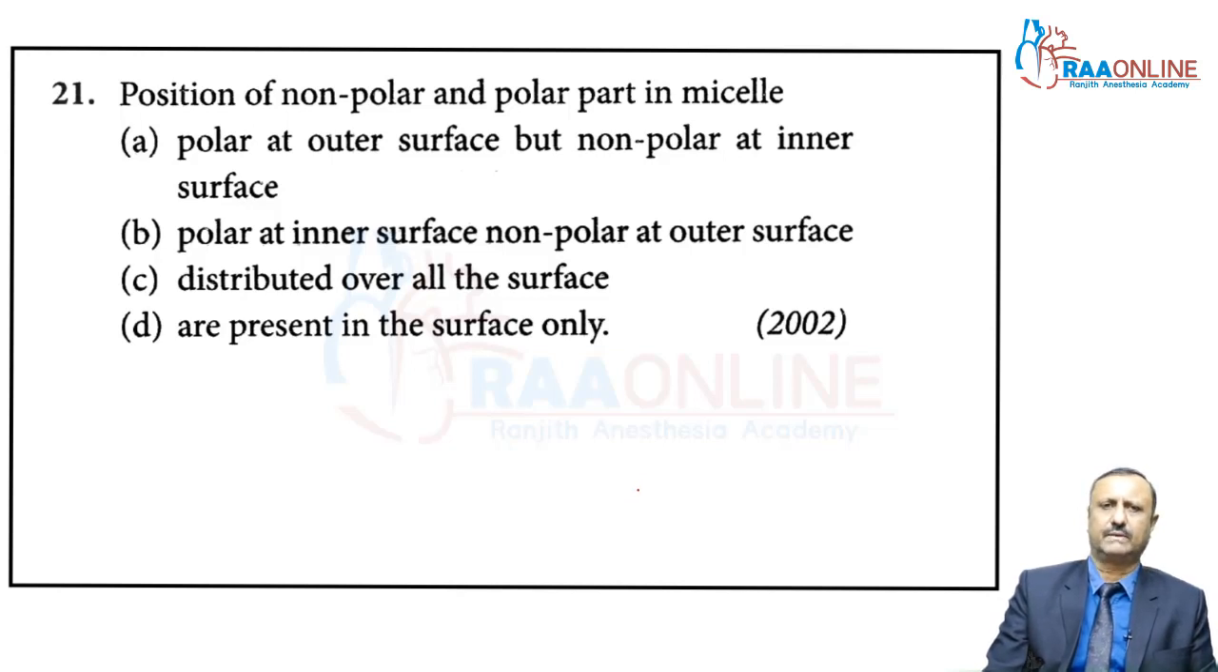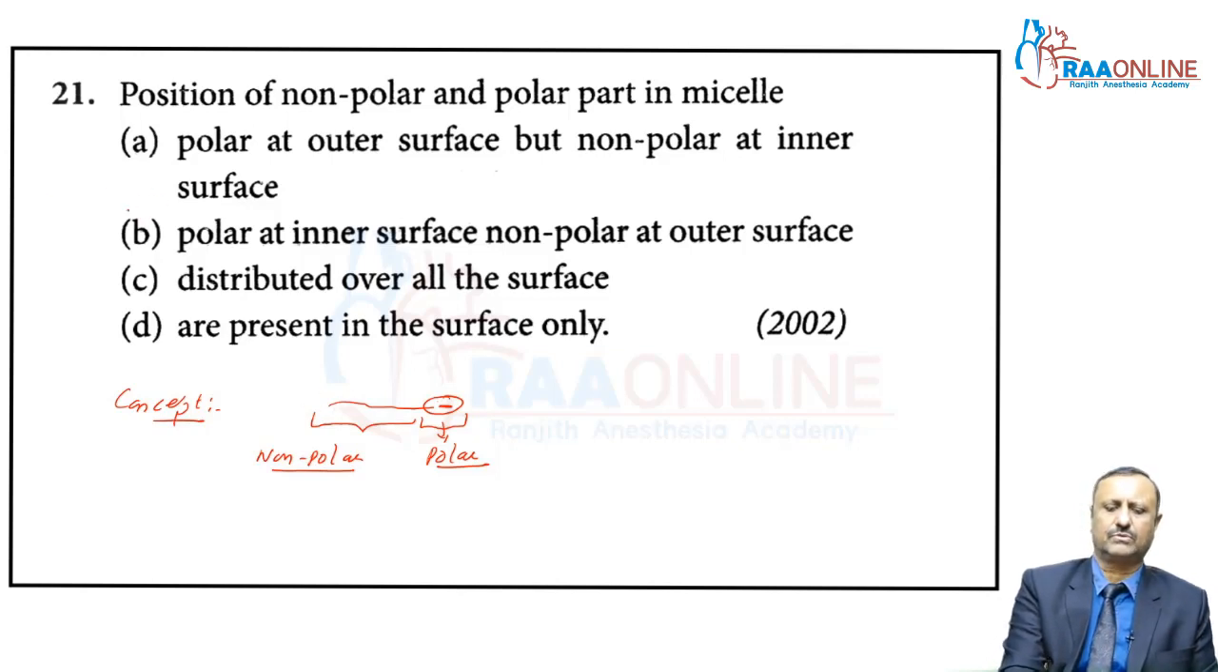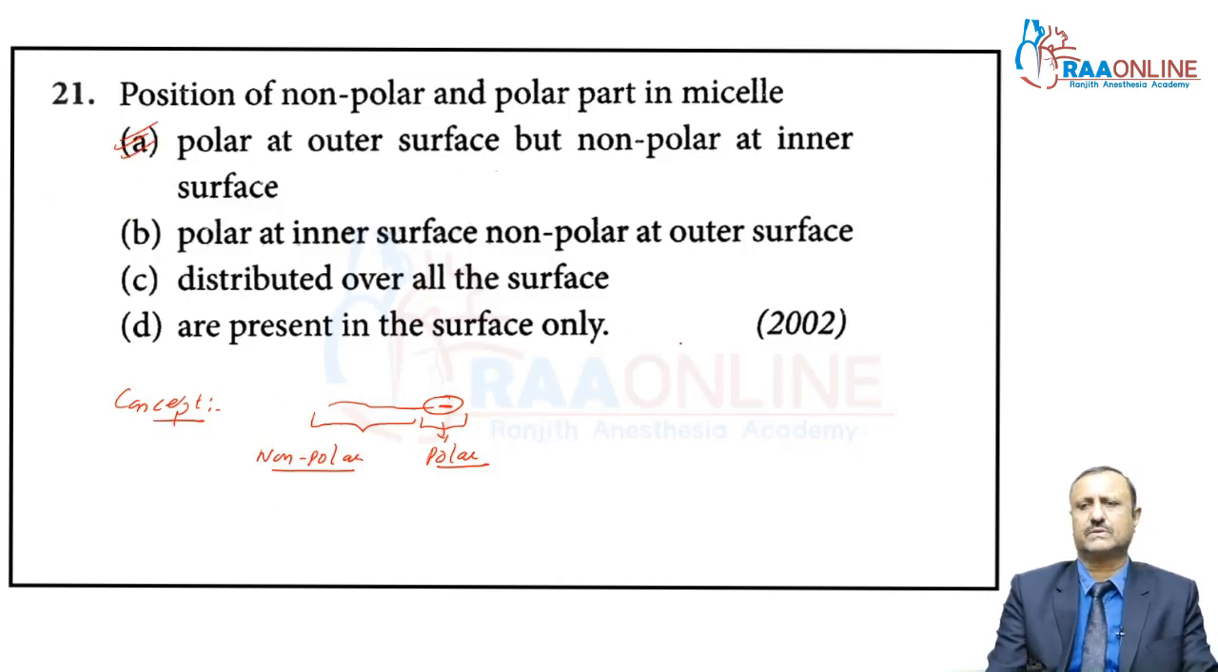Here, my dear students, what is the position of the non-polar and polar part in a micelle? This theory was already discussed in question number 20. So, the polar part, when you get the negative charge, is the polar part, and this hydrocarbon tail is the non-polar part. You can see the polar part is present on the surface and the non-polar part inside. Then for question number 21, you can go to option A. My dear students, this question was also asked in 2002.